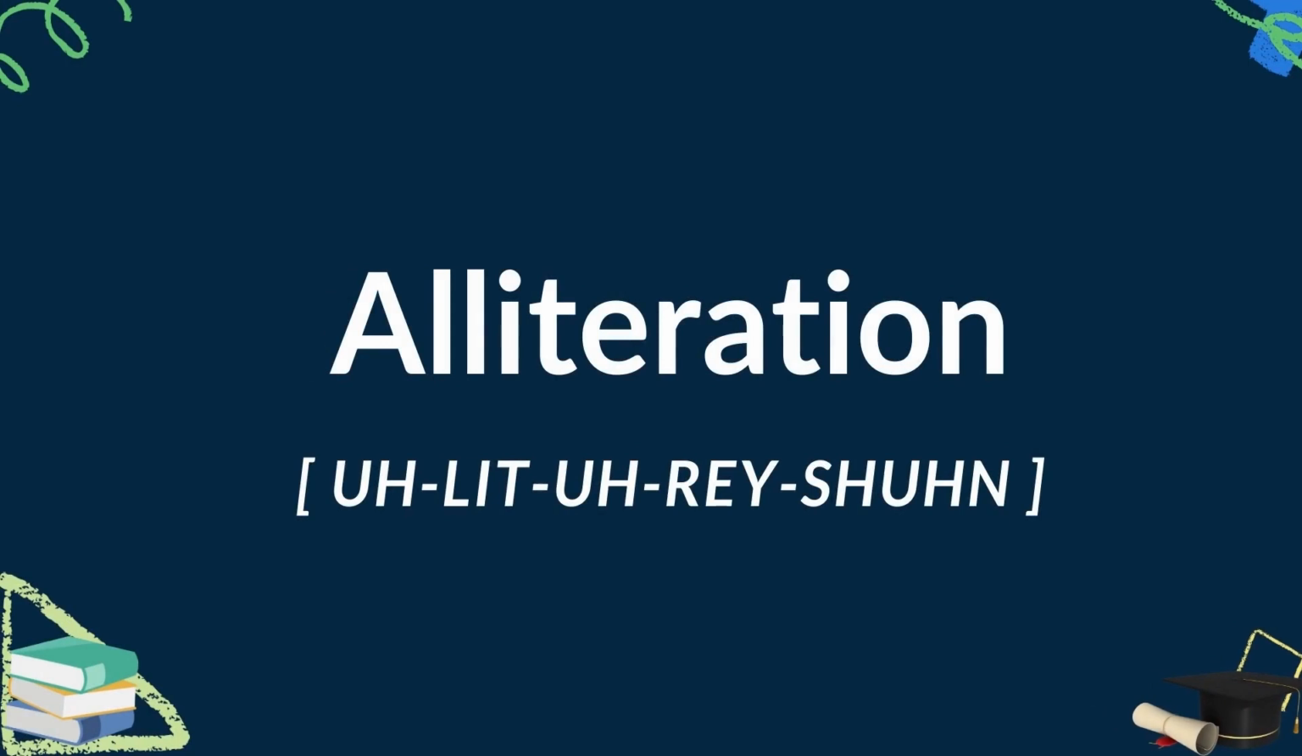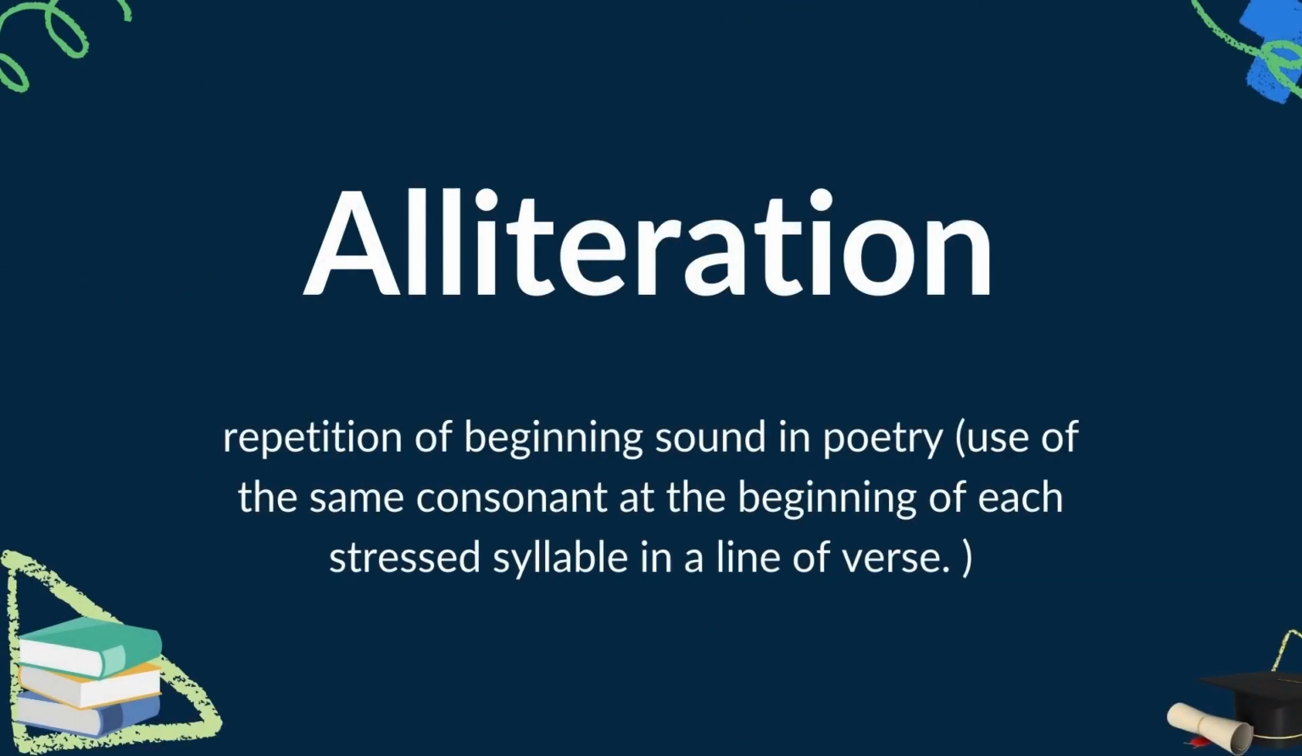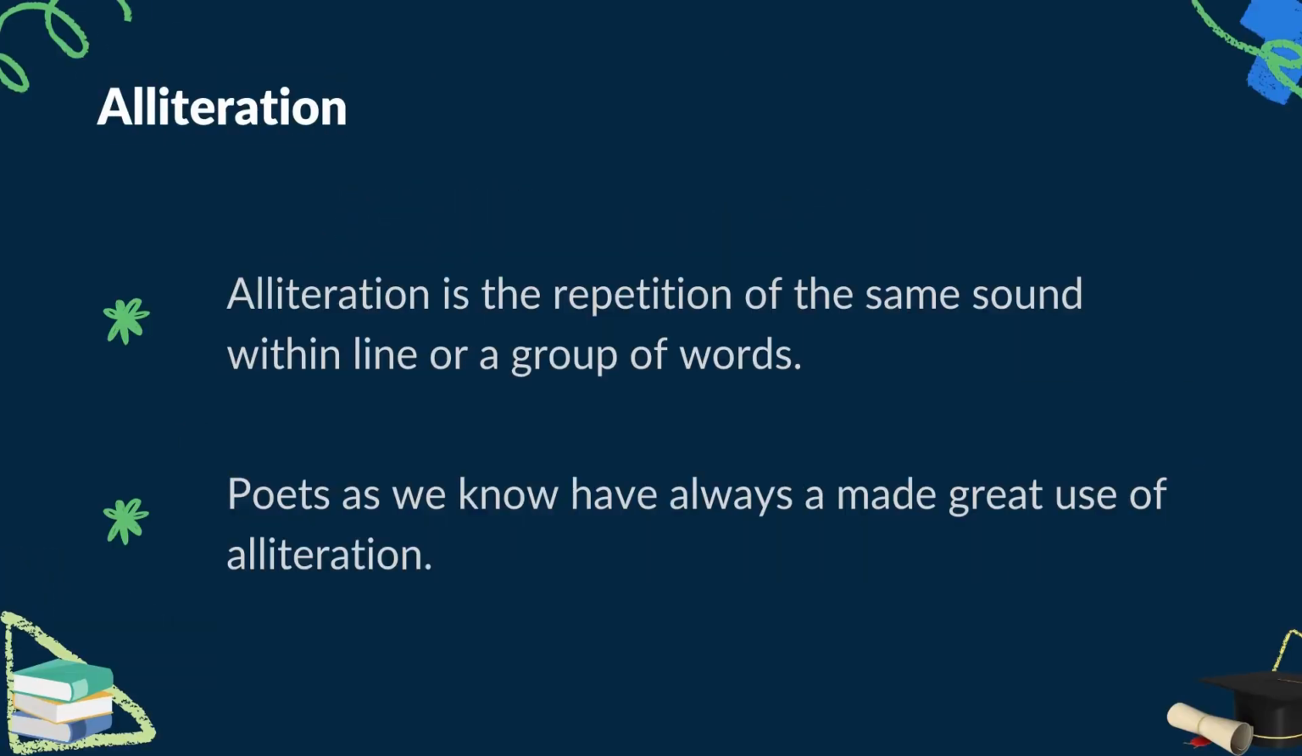The next word is alliteration. Alliteration means repetition of beginning sound in poetry or use of the same consonant at the beginning of each stressed syllable in a line of verse. Here are some ways you can use the word in a sentence. 1. Alliteration is the repetition of the same sound within a line or a group of words. 2. Poets as we know have always made great use of alliteration.